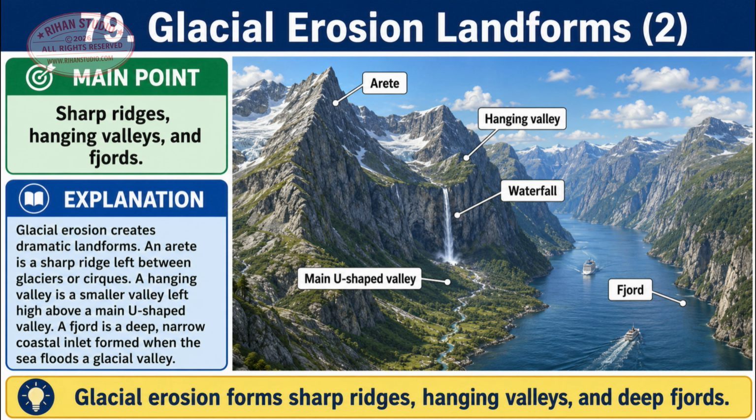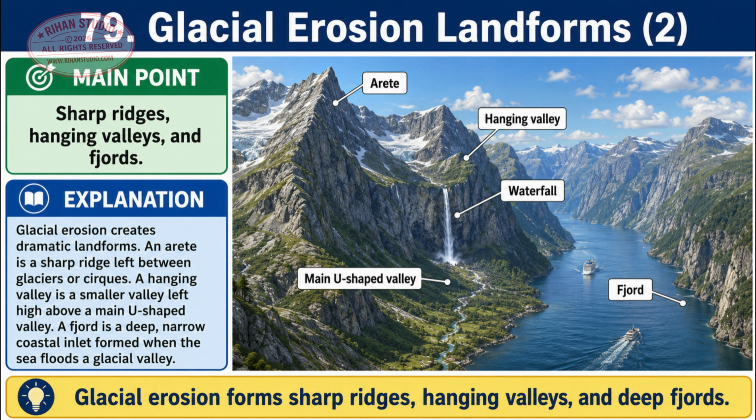Glacial erosion landforms 2. Sharp ridges, hanging valleys, and fjords. Arêtes are sharp ridges between valleys. Hanging valleys form where small glaciers meet larger ones. Fjords are deep, narrow inlets where the sea floods glacial valleys. Glacial erosion also produces sharp, dramatic features.